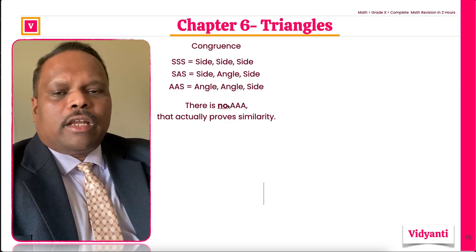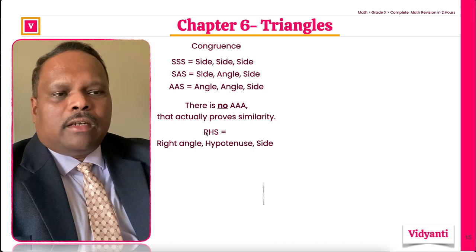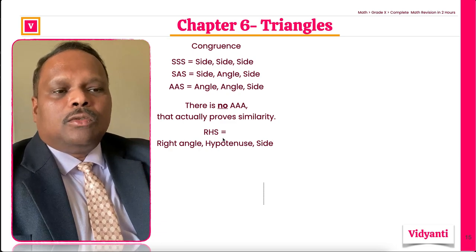So just before that, I want to give a quick review. And in addition, we have RHS, which is for a right angle triangle. If the hypotenuse and a side of one triangle are equal to the hypotenuse and a side of the other triangle, then these two triangles are congruent.